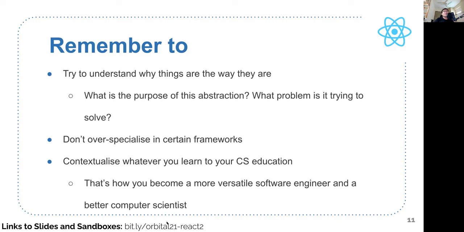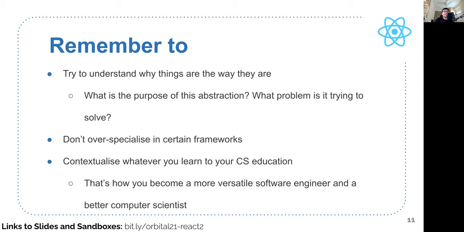And when you try to contextualize it to your computer science knowledge, it makes you become a more versatile software engineer and a better computer scientist. Because the thing is, when you do a lot of web development work, you actually spend most of the time just trying to align buttons and try to make it look good on your web browser. And you try to think about, okay, why did I go through CS 2044? Why did I go and learn how to write Dijkstra when I'm only just aligning buttons the whole day, right?